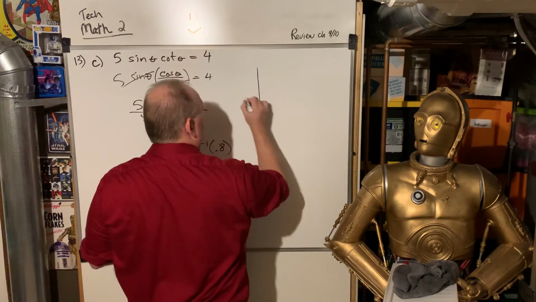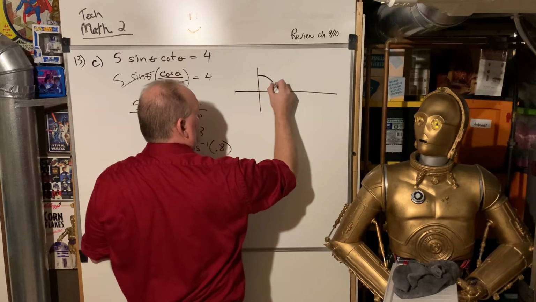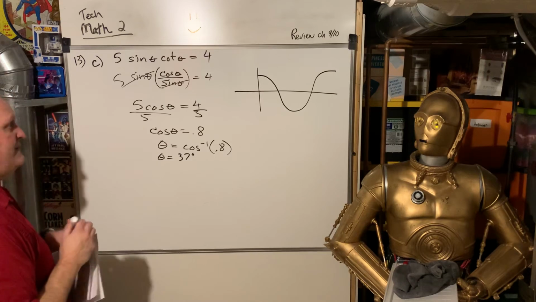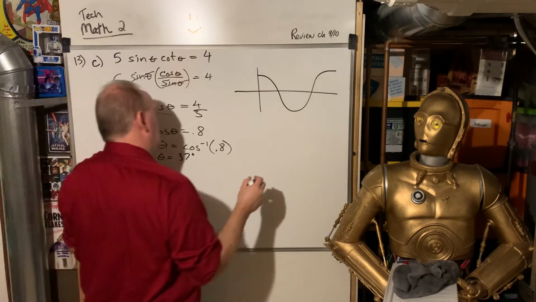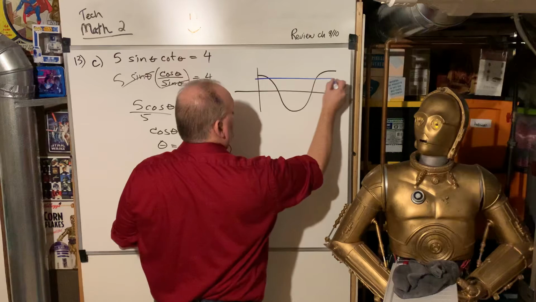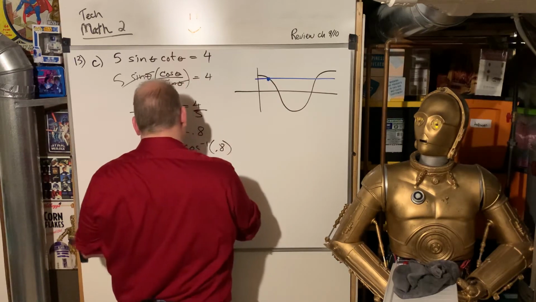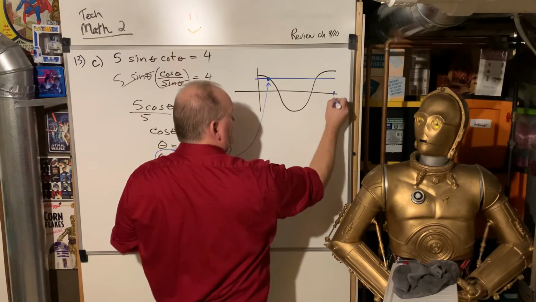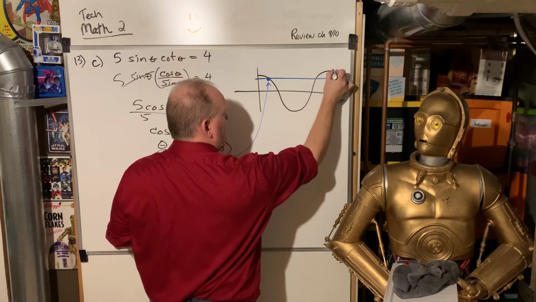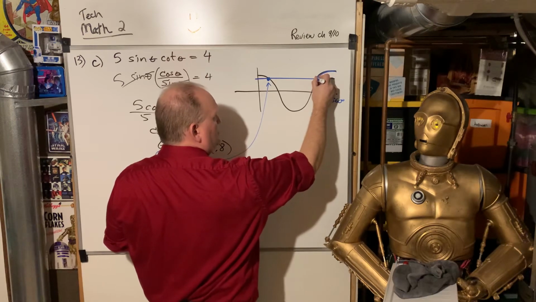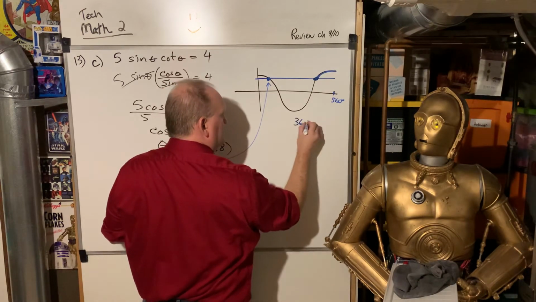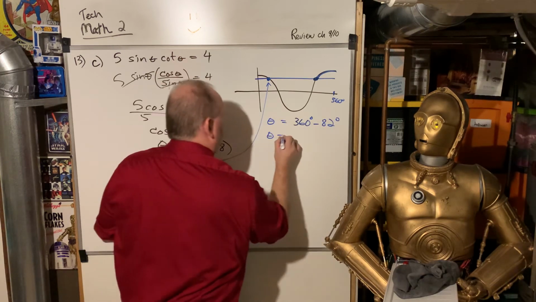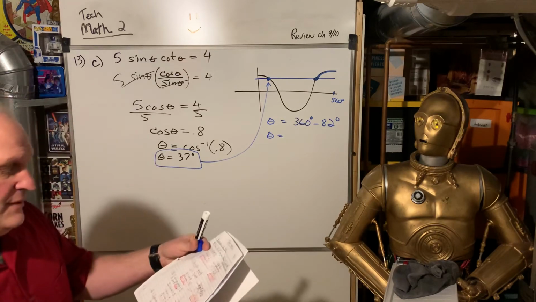And again, what does the cosine curve look like? It's the sine curve just shifted 90 degrees to the left. And 37 degrees happens way up here. So here's 37 degrees. And now how do I find this one? Well, again, that's 360 degrees right there. And so that's got to be 37 degrees away from it. So 360 minus 37 degrees. And that is 323 degrees.